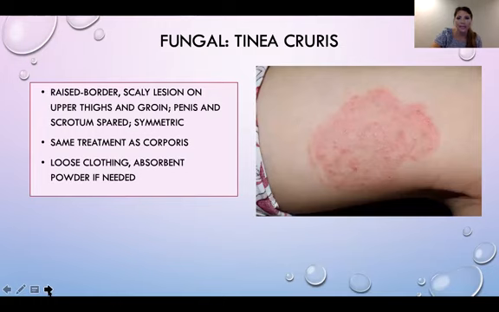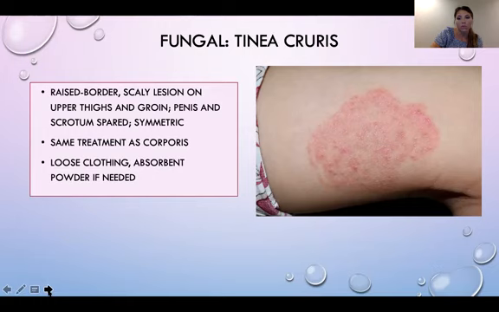Next is the tinea cruris. So this is going to be pretty similar, but just kind of bigger. It can have scaly portions of it. It's going to be raised up just like the ringworm is. You won't see this on the genital area. You can see it on the upper thighs and groin. Same treatment as the tinea corporis.